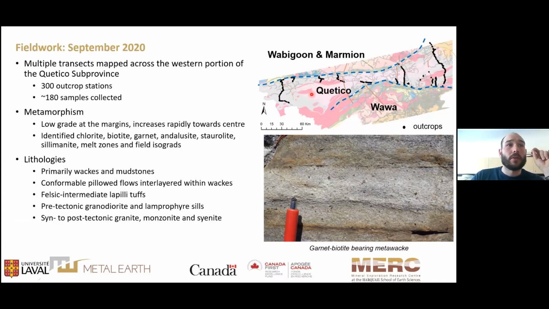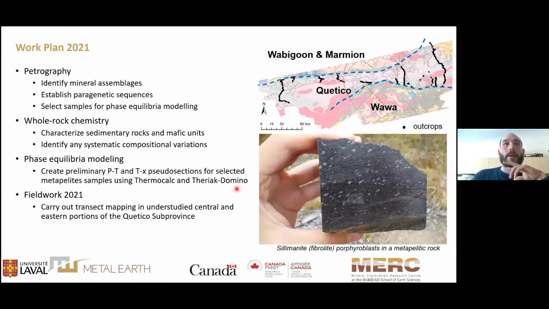To give you an idea, the Quetico is primarily composed of wackes with some interlayered metapelites. We were also able to identify some conformable pillow basalts. We also identified some lapilli-tuff, and we have really nice field relationships from different intrusives. We're talking about granodiorite, granite, monzonite, and syenite. Yeah, this is another illustration. This is an example of sillimanite porphyroblast in a metapelitic rock.